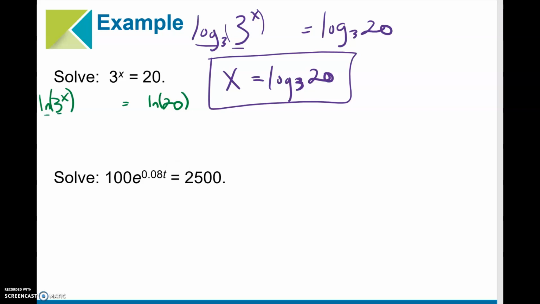Now these don't line up. So this is not just equal to x like it was here. But I can use that property that we love, that I say we use in calculus a lot as well. It's really helpful here in solving equations. It brings the exponent down.